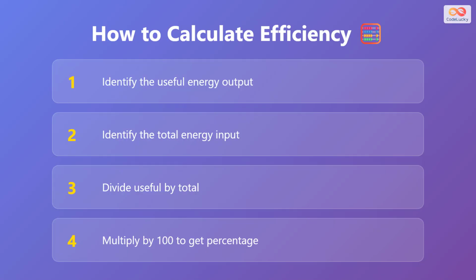Let's break down the calculation into 4 simple steps. Step 1, identify the useful energy output. This is the energy that does the work you want. Step 2, identify the total energy input. This is all the energy you supply to the system. Step 3, divide the useful energy by the total energy. Step 4, multiply your result by 100 to get the percentage. Follow these steps, and you'll be able to calculate efficiency for any system.